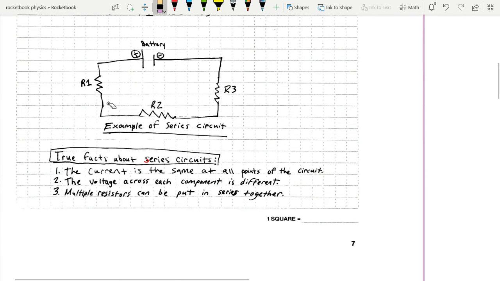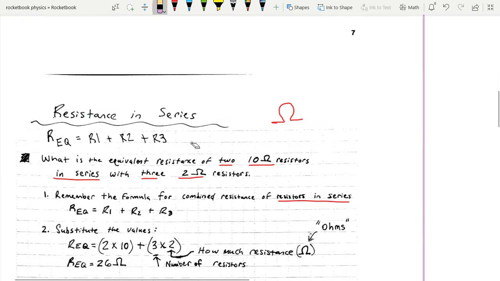Multiple resistors can be put in series together. This is the proof right here. Starting off with the flow of electricity starting at the positive terminal, it's working its way through 1, 2, 3 resistors. You can add multiple resistors onto a series circuit. And all you got to do is just add up the resistance overall. Congratulations. You've done some math.